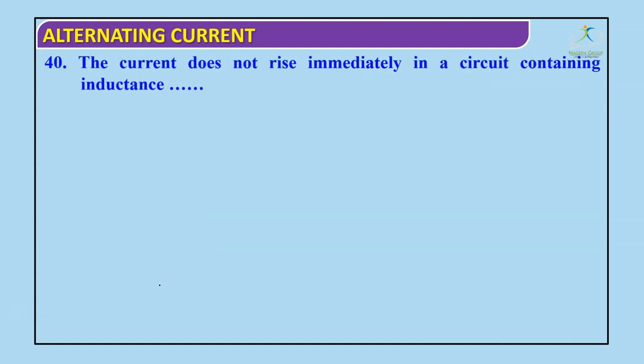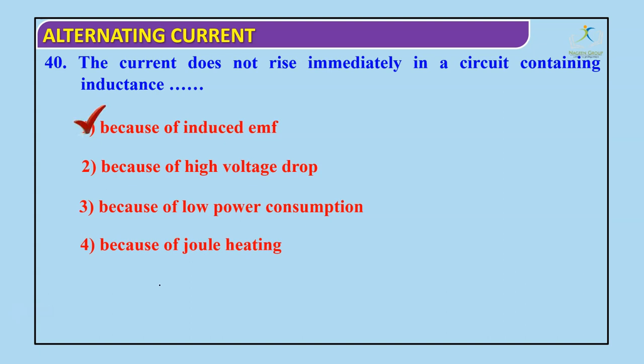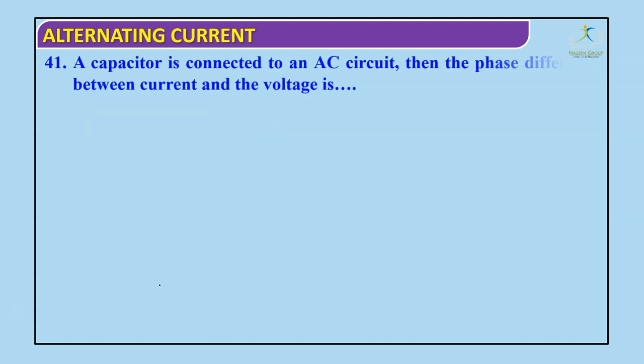Next question we have, the current does not rise immediately in the circuit containing inductance because of the induced EMF, because of the high voltage drop, because of low power consumption, because of Joule heating. The correct answer for this question is because of induced EMF.